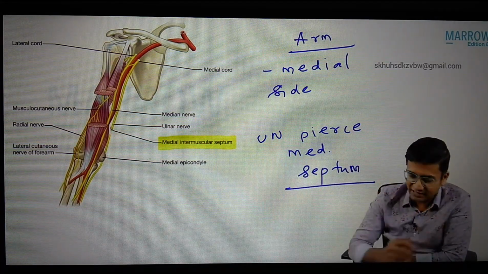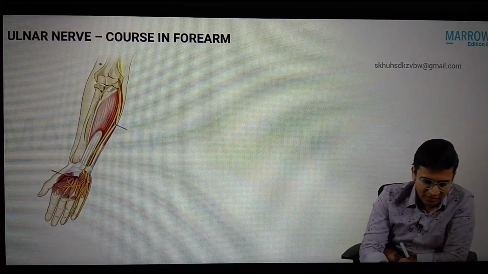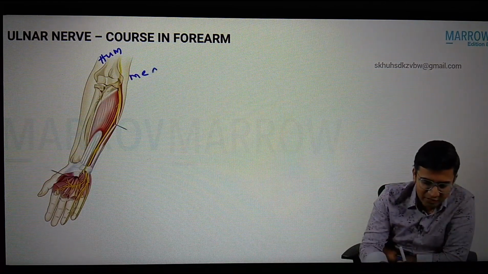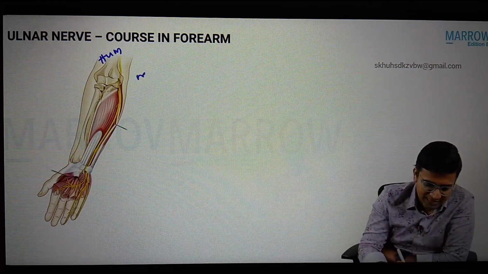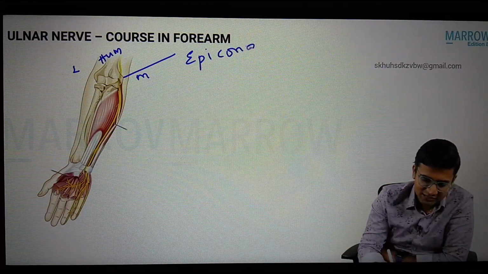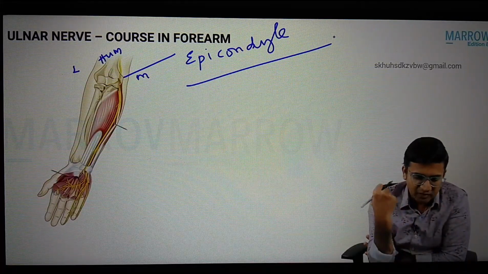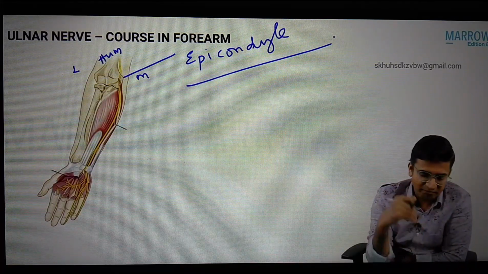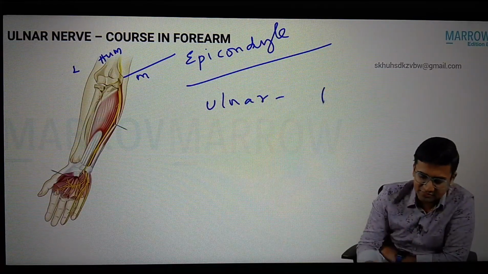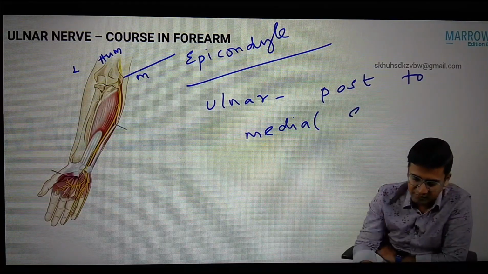And then it goes behind the medial epicondyle of the humerus. See the diagram? Now this is the humerus bone, lower end. This is the medial epicondyle. This is medial side, lateral side, and this projection is called epicondyle. Epicondyle is nothing but the most prominent area. So now ulnar nerve is passing behind the medial epicondyle in a groove. So please write: ulnar nerve is present posterior to medial epicondyle.